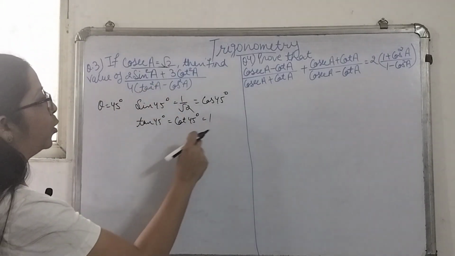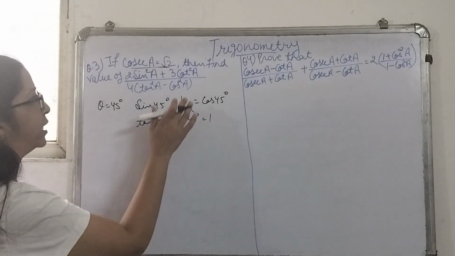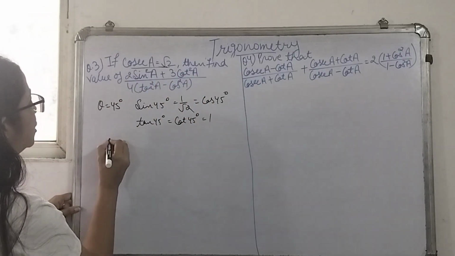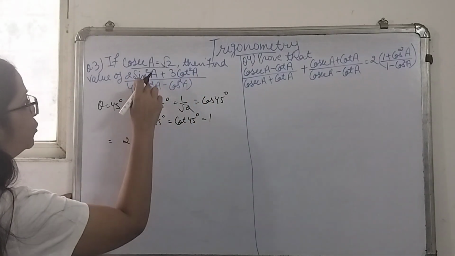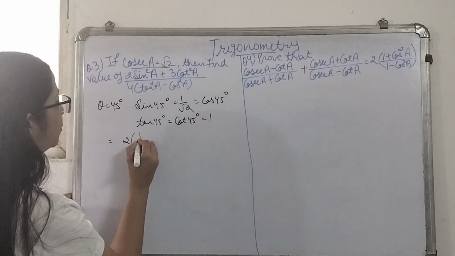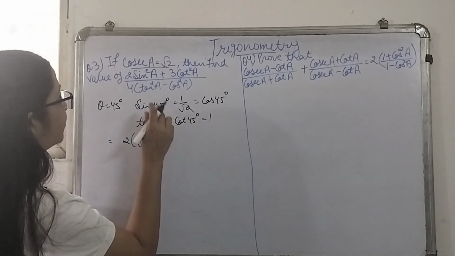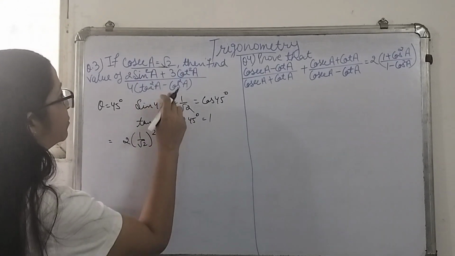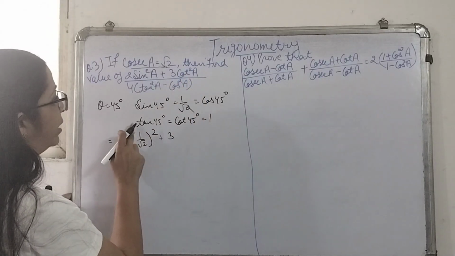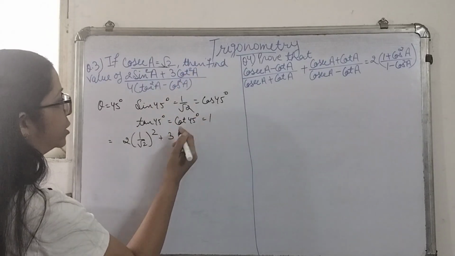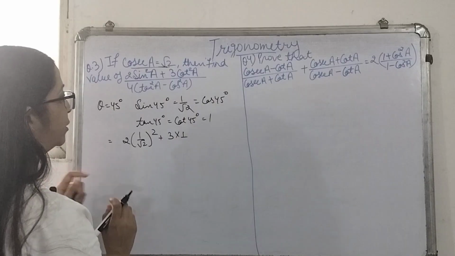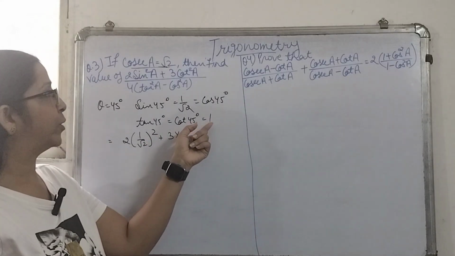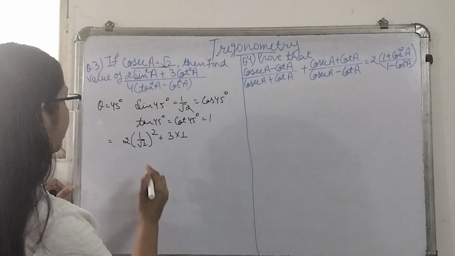Now once we have all these values, we will keep these values in this expression. So it will become 2 times sine square A, meaning 1 upon root 2 whole square, plus 3 times cot square A. The value of cot 45 is 1, and cot square A will be 1 only, because square of 1 is 1 only.